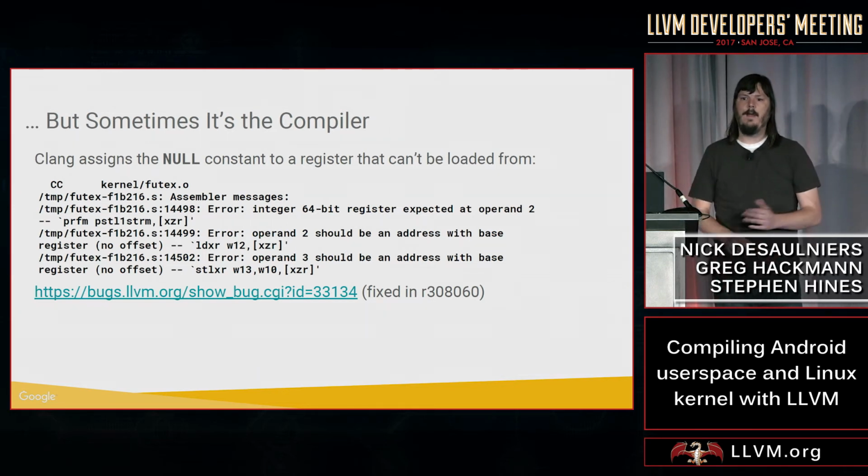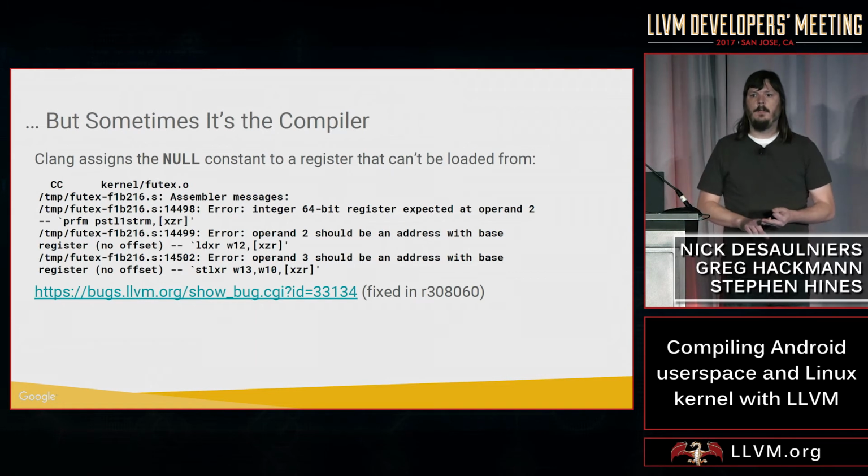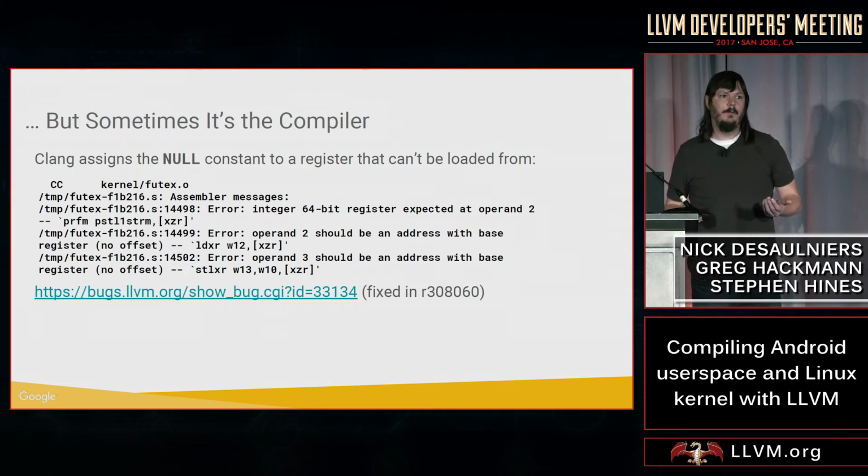In order to trigger this, you have to be building for ARM64. You have to have inline assembly that loads from a memory address. And you have to have a caller that specifically passes in a null pointer constant just to see what happens. This is not something that most user space code is going to do, but in the case of the kernel, it does make some sense.